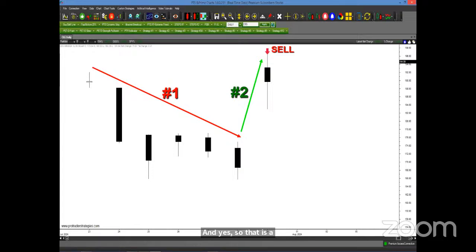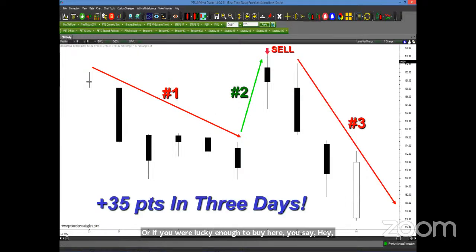So if you didn't have strategy number 9, most likely you would have bought on this bar on the opening. Or if you were lucky enough to buy here, you say, hey, this thing's going to take off. It's going to go to the moon. There's great news. And then look what happened. You would have given back all your gains and lost money because it fell 35 points in just 3 days.